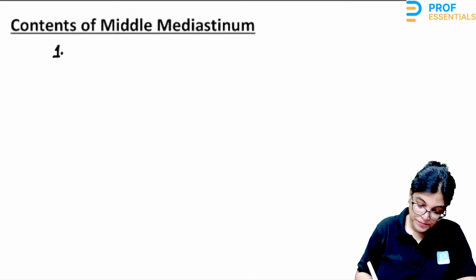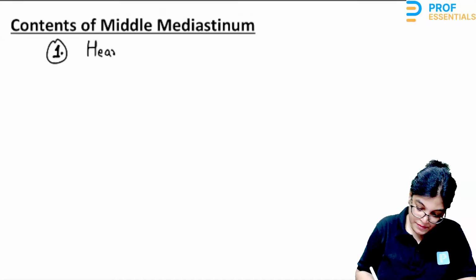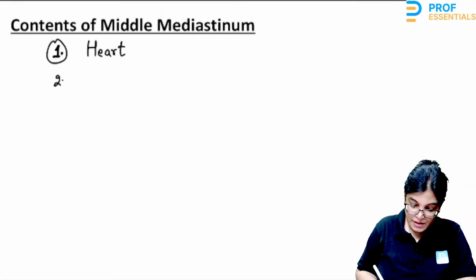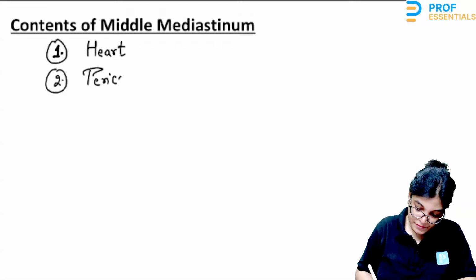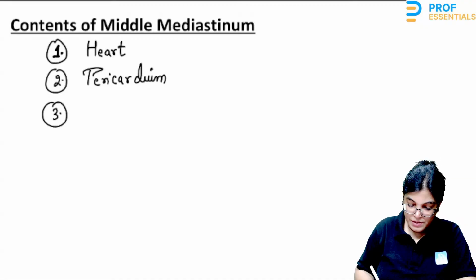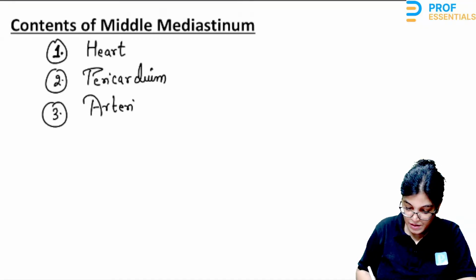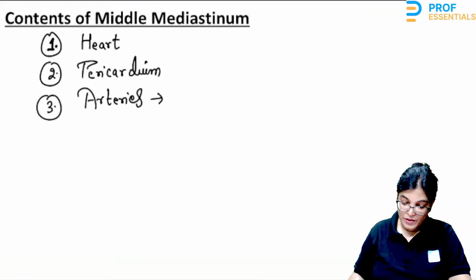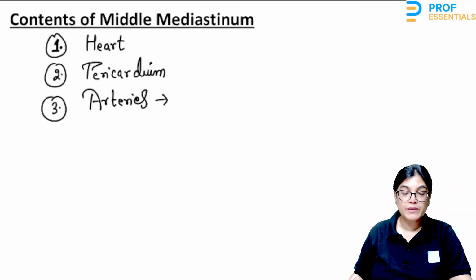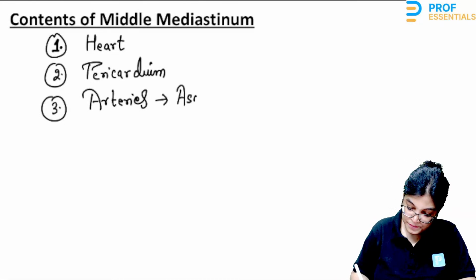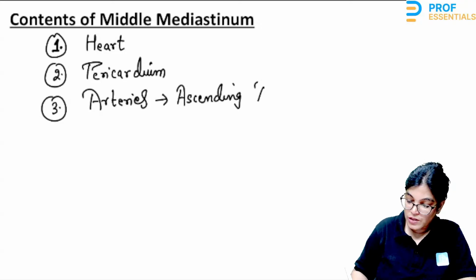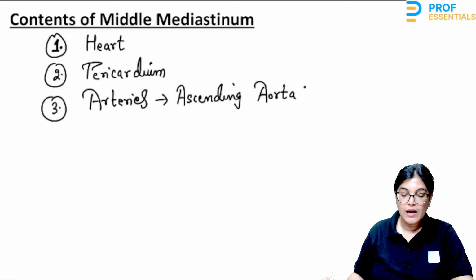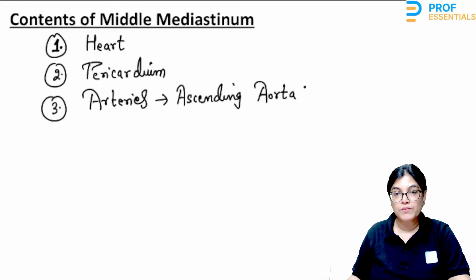It contains the heart, the pericardium, the arteries. Which are the arteries which form the content of middle mediastinum? If I talk about the arteries, it will have the ascending aorta. So ascending aorta, which is emerging from which chamber of the heart? Left ventricle. And also we will have pulmonary trunk from the right ventricle.